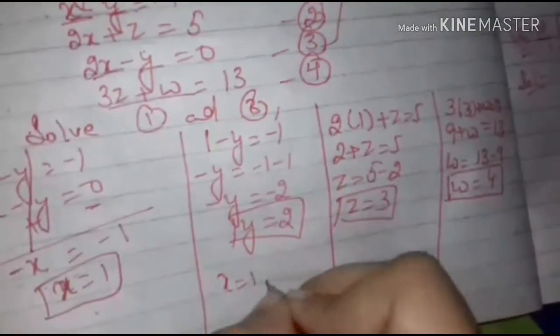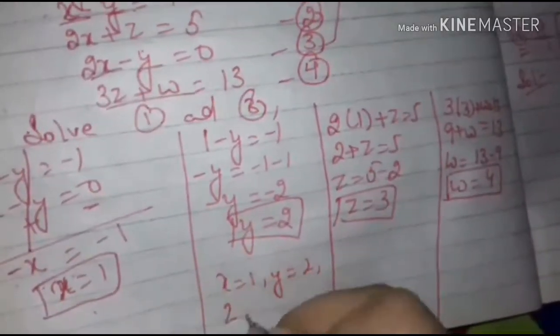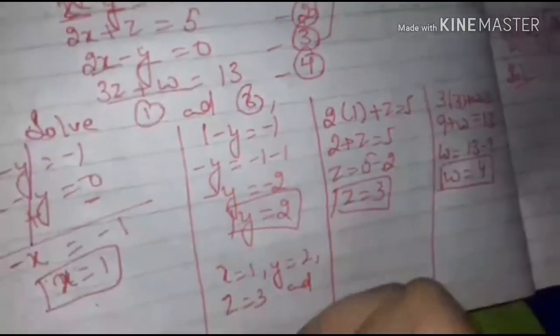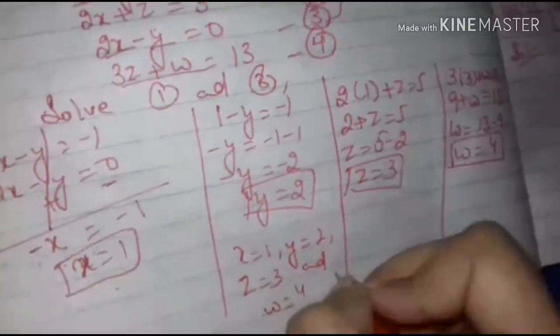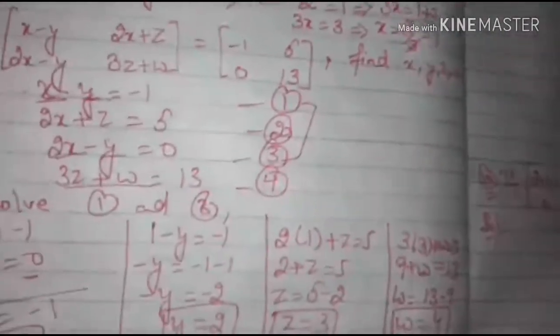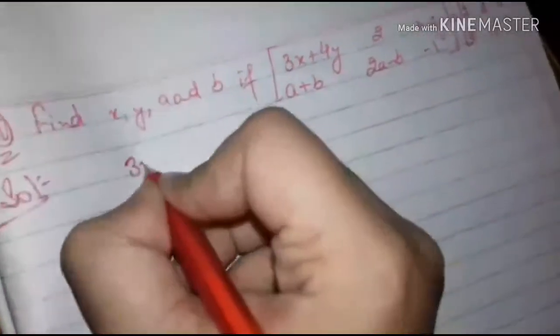x is equal to 1, y is equal to 2, z equal to 3 and w is equal to 4 is the answer of the given equations. Now similarly we have another example.